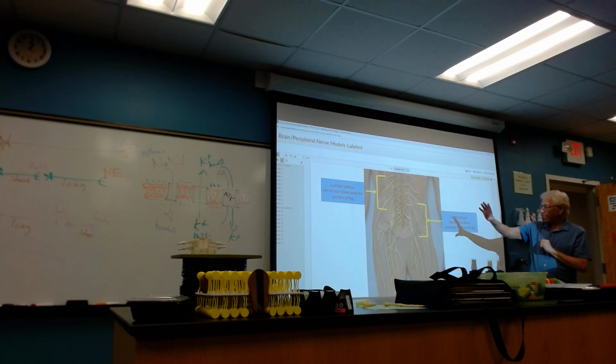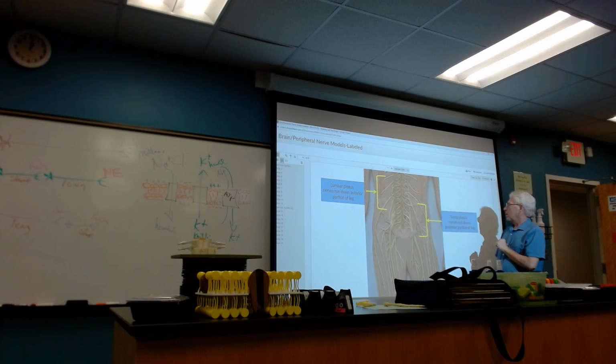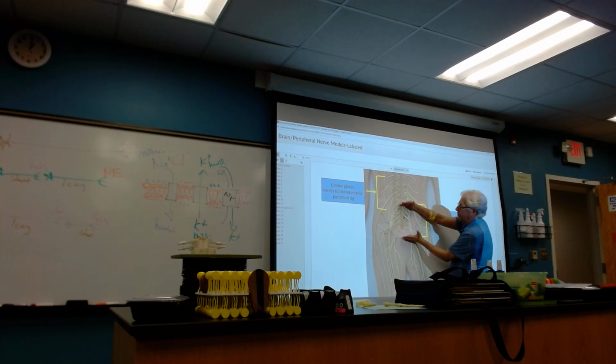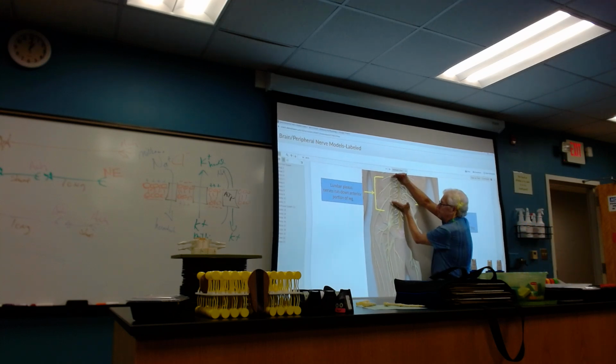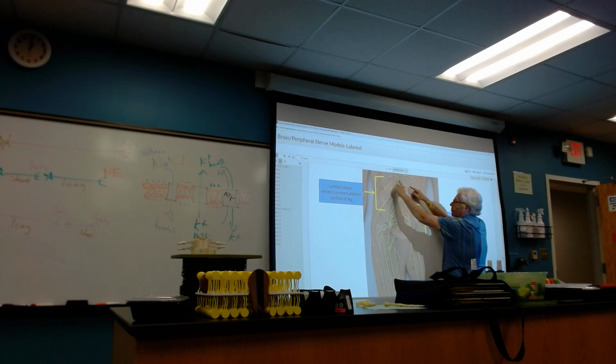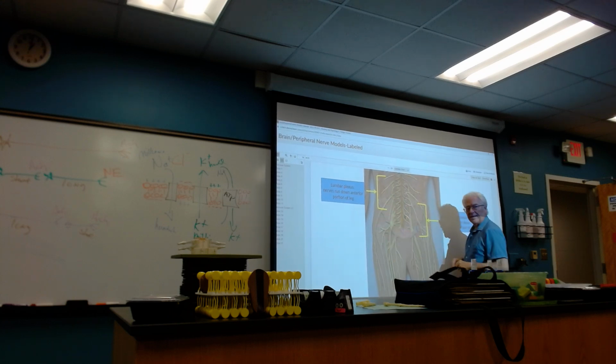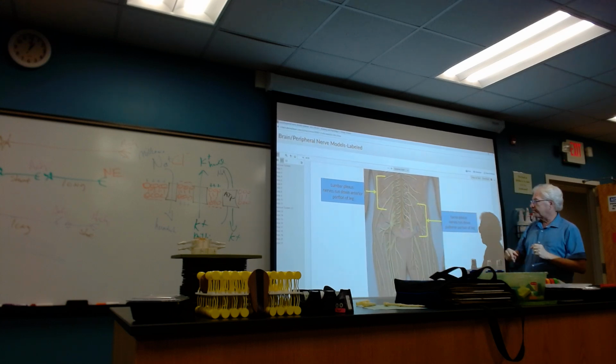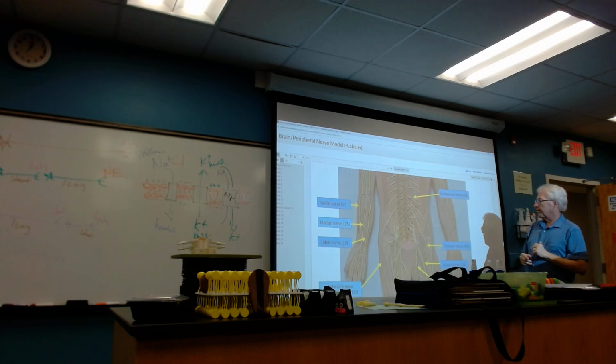And there's a lumbar plexus, and there is your sacral plexus. The sacral plexus is here, the lumbar plexus is here, and we have certain nerves coming off of those plexuses that we need to know. So that's the next picture. All right.